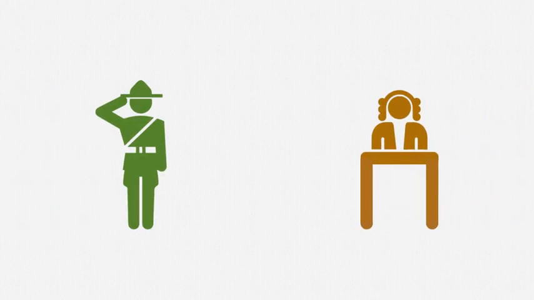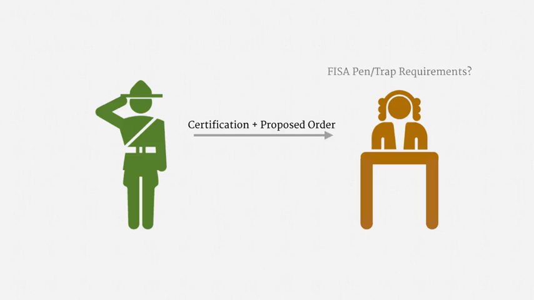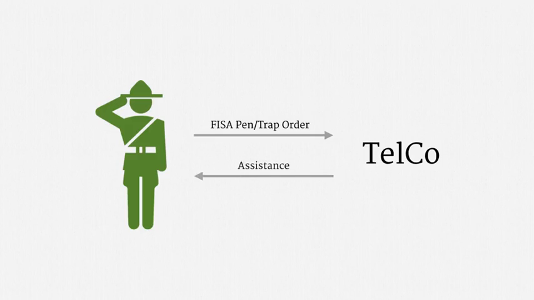The way these orders usually work is very, very similar to ordinary pen trap orders. A federal agent submits a certification and proposed order to a judge on the FISC. The judge then reviews the materials for compliance with FISA's pen trap requirements. Those requirements are pretty rock bottom, much like the requirements for a pen trap order under ECPA. Assuming the agent hasn't goofed, the FISC judge issues a pen trap order. Then, the investigator serves that order on a telecom. And the telecom provides some assistance in obtaining prospective communications metadata.